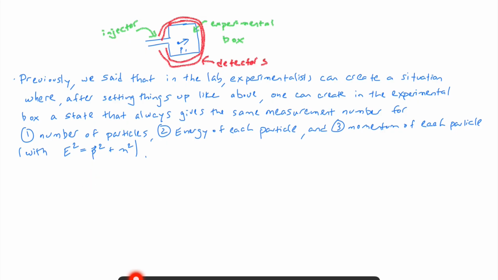And we'll always find that if we looked at these relationships for each particle, that the energy of any particle squared is equal to the momentum of that particle squared plus some number, which we call mass, or mass squared. That's the overall setup.